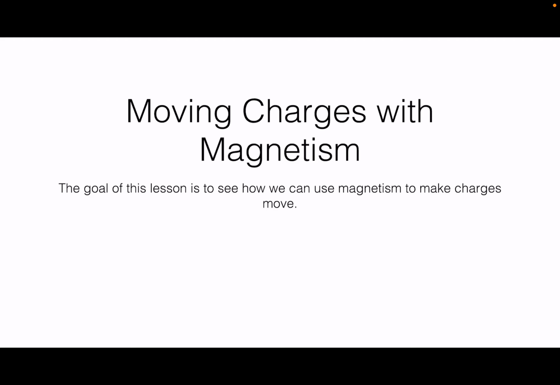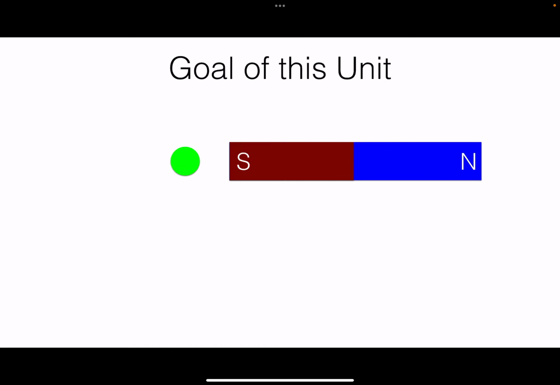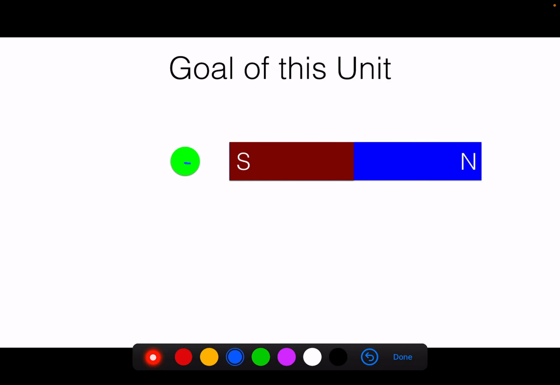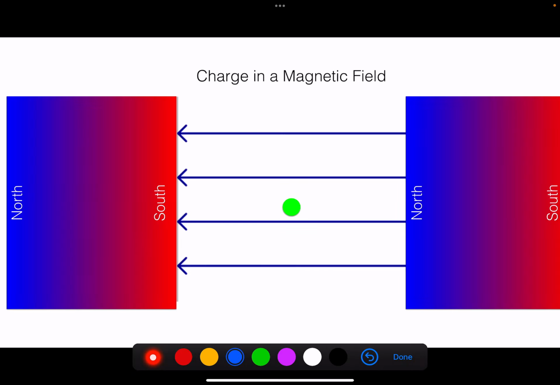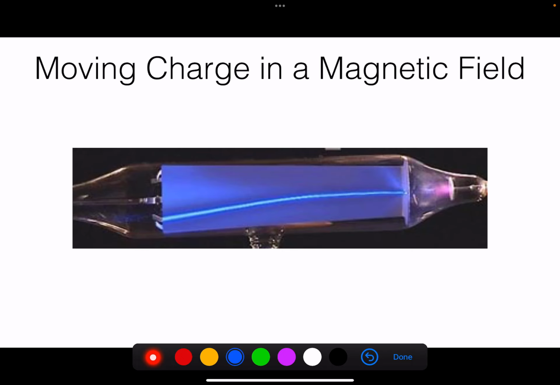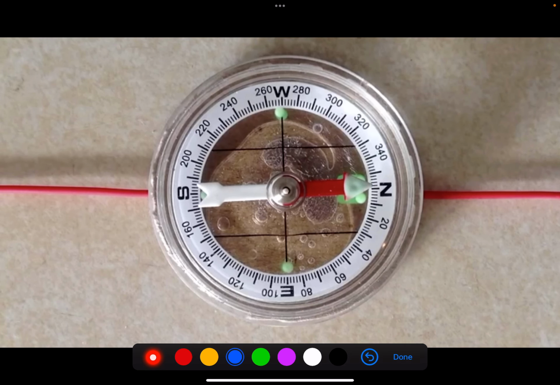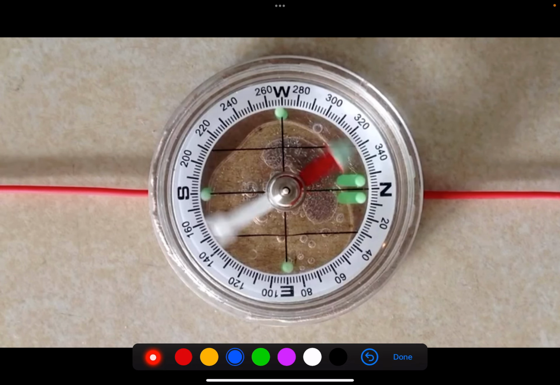Today we'd like to go a little farther with our moving charges with magnetism unit. Remember, the goal of the unit is to get charges, specifically electrons, to move using a magnetic field. Remember, we cannot create a magnetic force if the charge and the magnet are at rest. You only get a magnetic force when the charge is in motion, and then you get a deflecting force created on the charge.